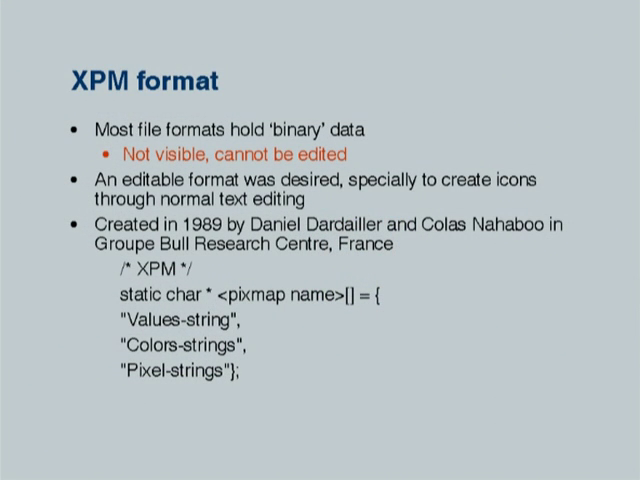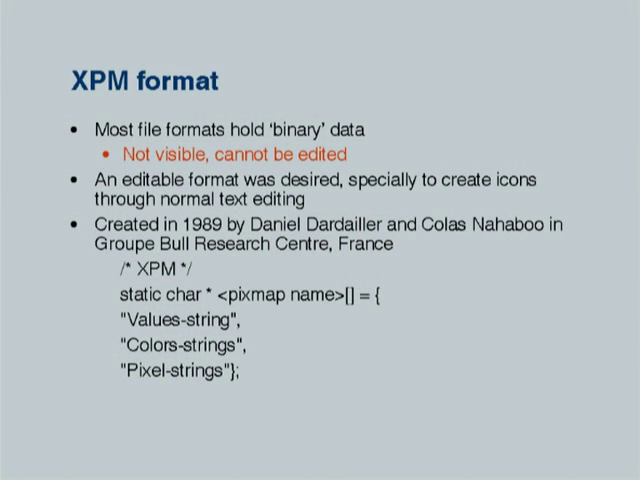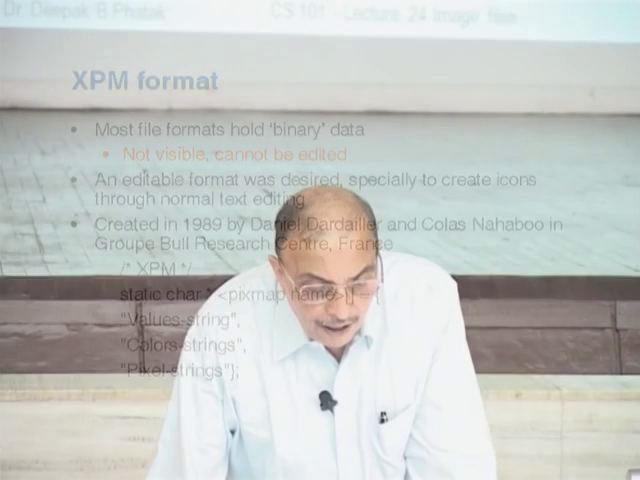The ASCII representation has this as the first row: slash star XPM slash star. Then static char star pixmap name, where the square brackets indicate an array, equal to, then open brackets and string, which I shall discuss, close brackets, semicolon. Please note that this looks exactly like a C program component. It was indeed intended to be a C program segment which was to be included in a C source code, and that source code was to be directly compiled to take that image and then display it using some other mechanism.